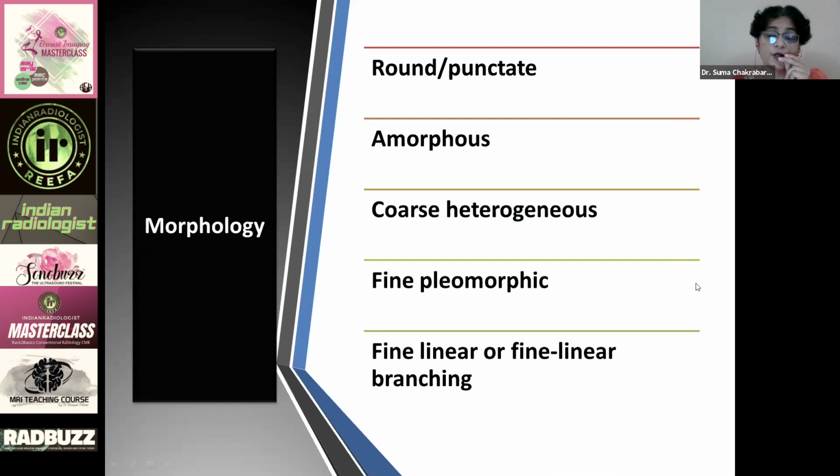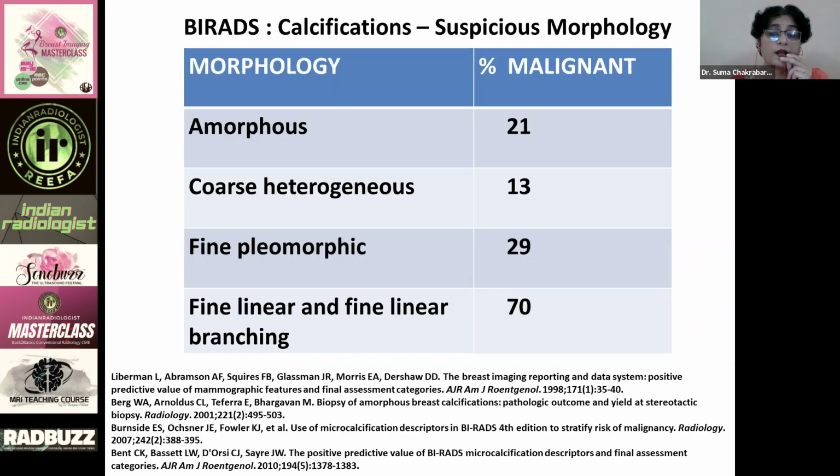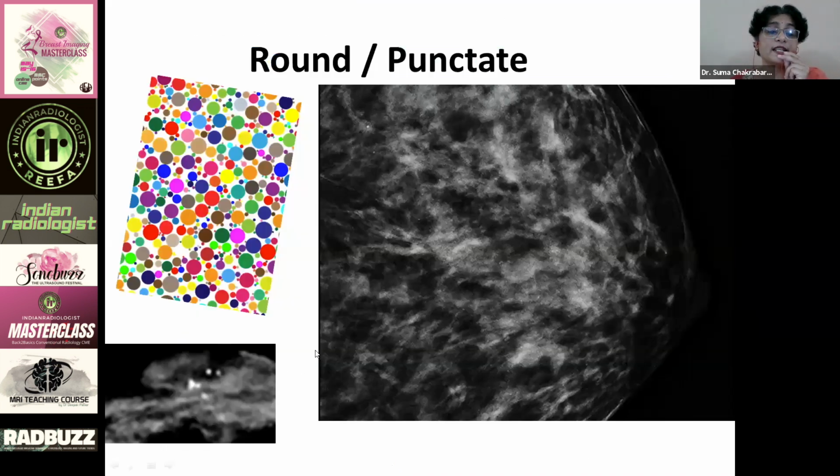I have put it here because some round and punctate calcifications do demonstrate malignancy. So round and punctate basically means round dots like that you can see here very nicely in this example. Another one here. So it's called punctate if it is less than 0.5 millimeters in diameter, and round if it is more than 0.5 millimeters in diameter. So these are rounded calcifications, typically acinar calcifications, very well defined, and they're almost always benign in nature.